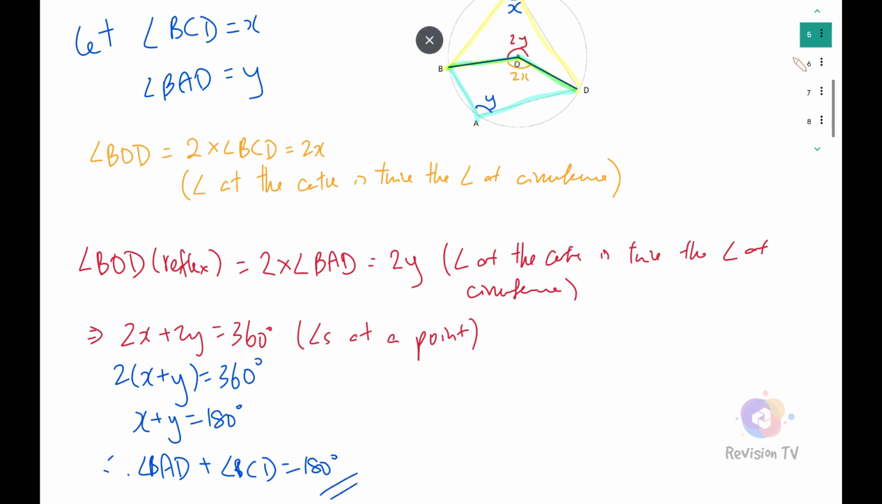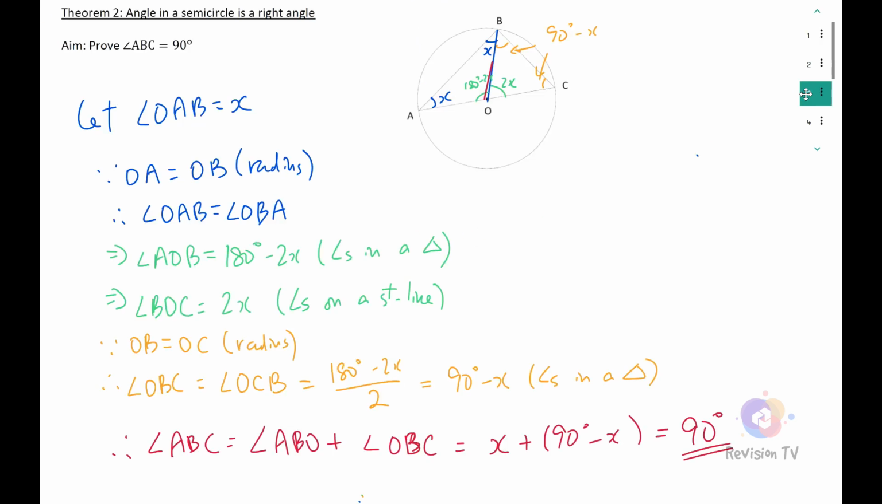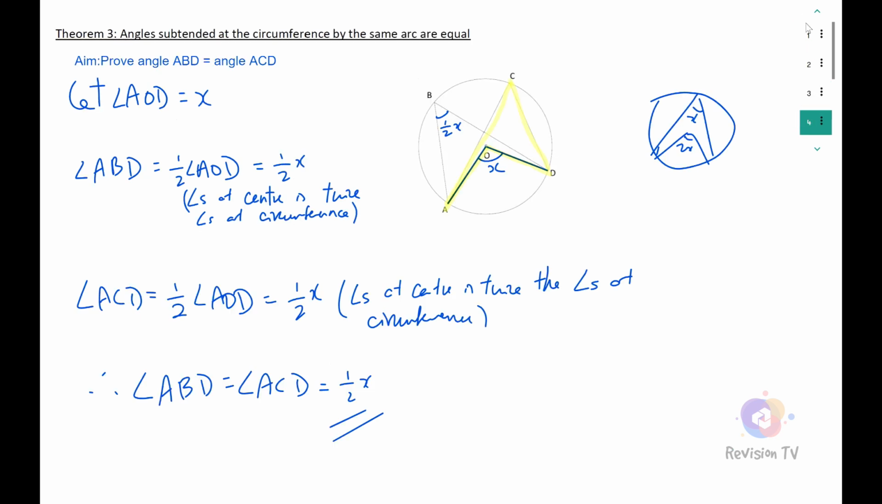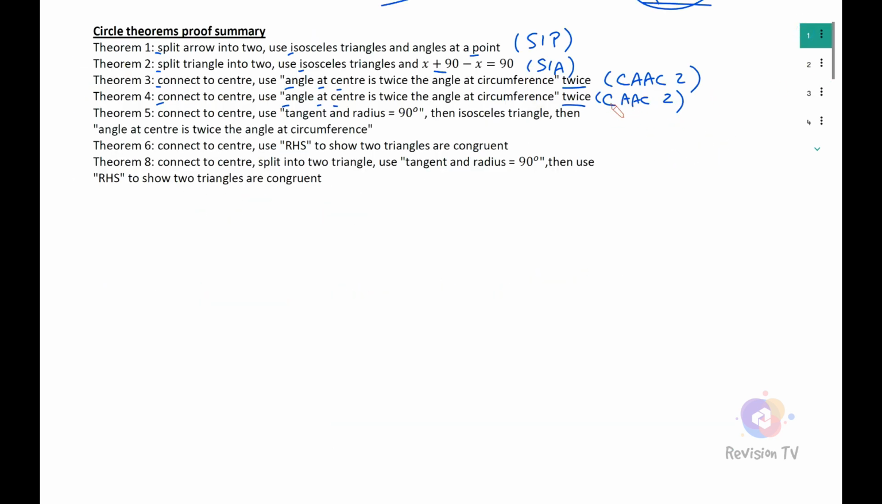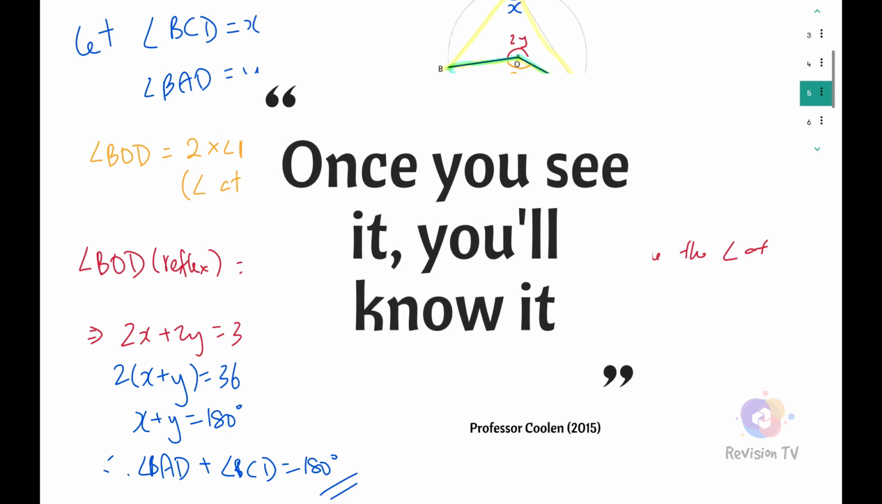All right, so how do you remember this? To remember this, you can use the same letters. C means connect to center. And then I use AAC, because angle at center, and then twice 2 again. So same reason as 3. Even though how we apply it is slightly different, essentially you can remember the same thing. CAAC 2. And the quote this time is, once you see it, you will know it. Yes, as simple as this. Yes, once you see it, you will know it.